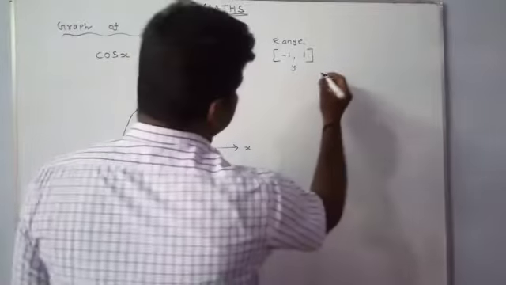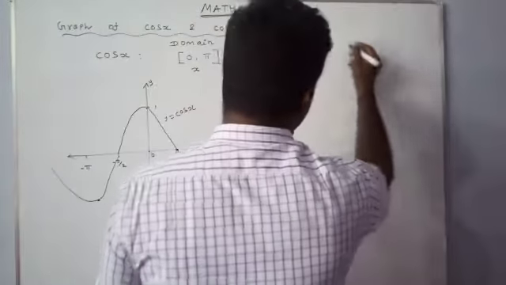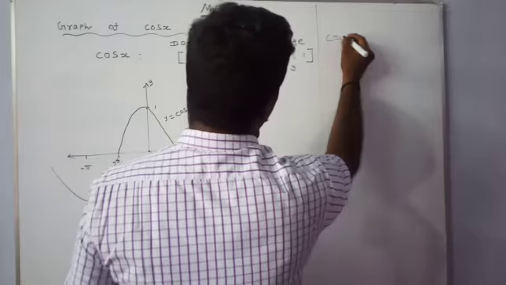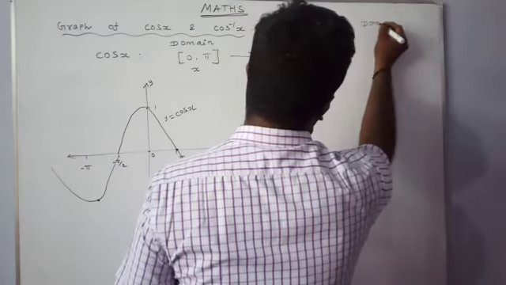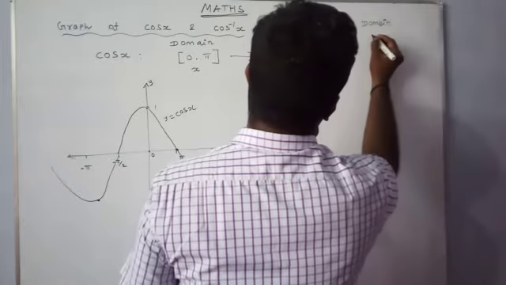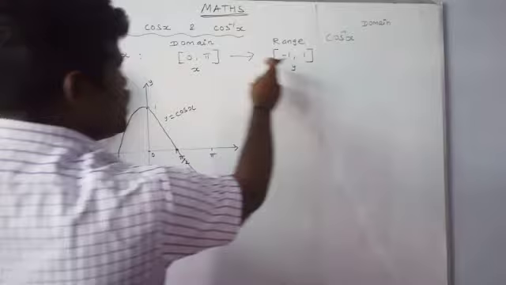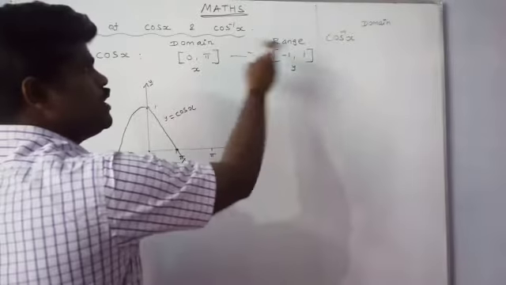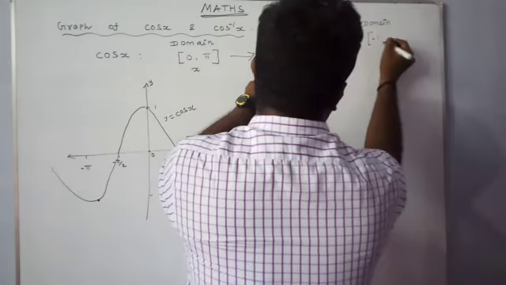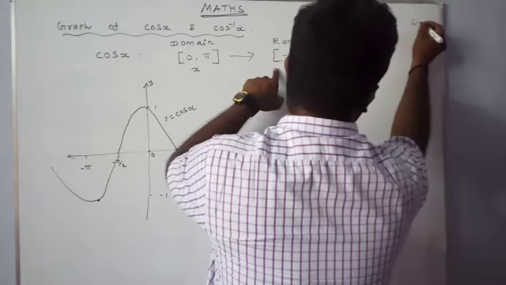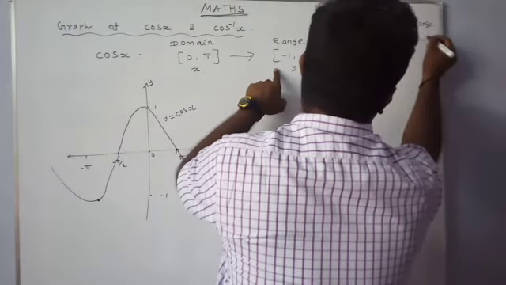And we want to draw the cos inverse x graph. The cos inverse x domain is here. For cos inverse x, the range must be changed into domain and the domain into range. The domain is -1 to +1 and the range is 0 to pi.